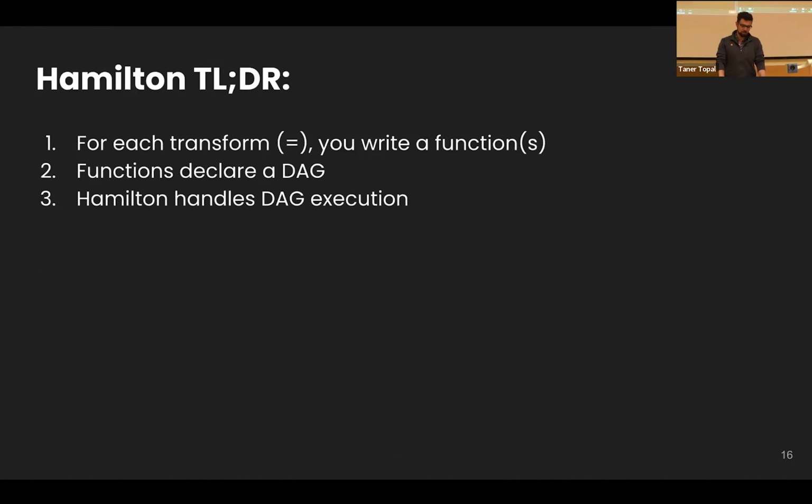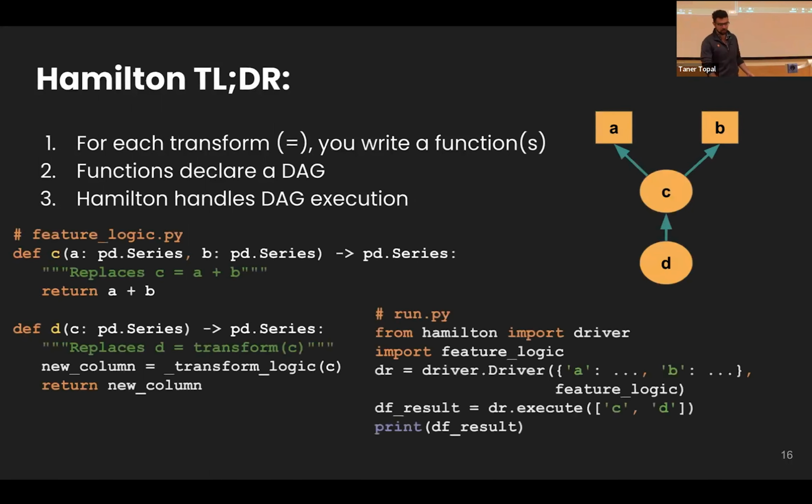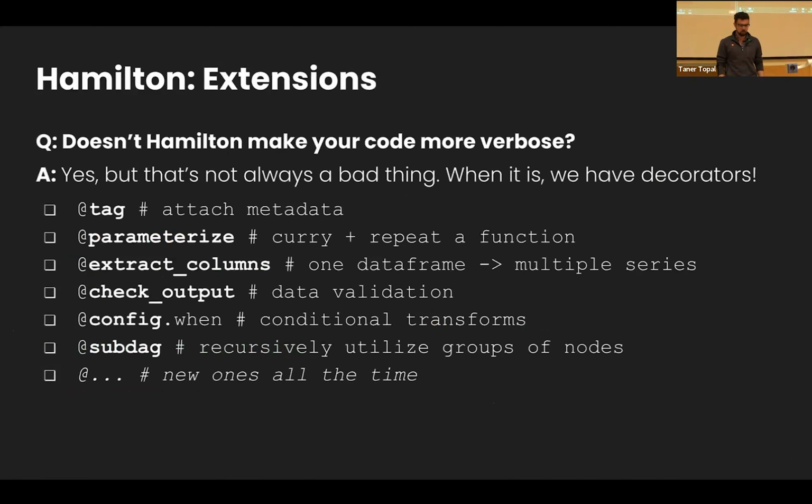So to sum this all up, for each transformation, you write a function. Functions declare a directed acyclic graph, and Hamilton handles DAG execution. You're probably all familiar with DAGs, but if not, there are a bunch of things that they can model. In this case, it's just modeling a computation flow, right? So C gets executed before D, the results of C are passed into D, etc. Cool. So you might be curious, doesn't Hamilton make your code more verbose? I want to say yes, but that's not always a bad thing.